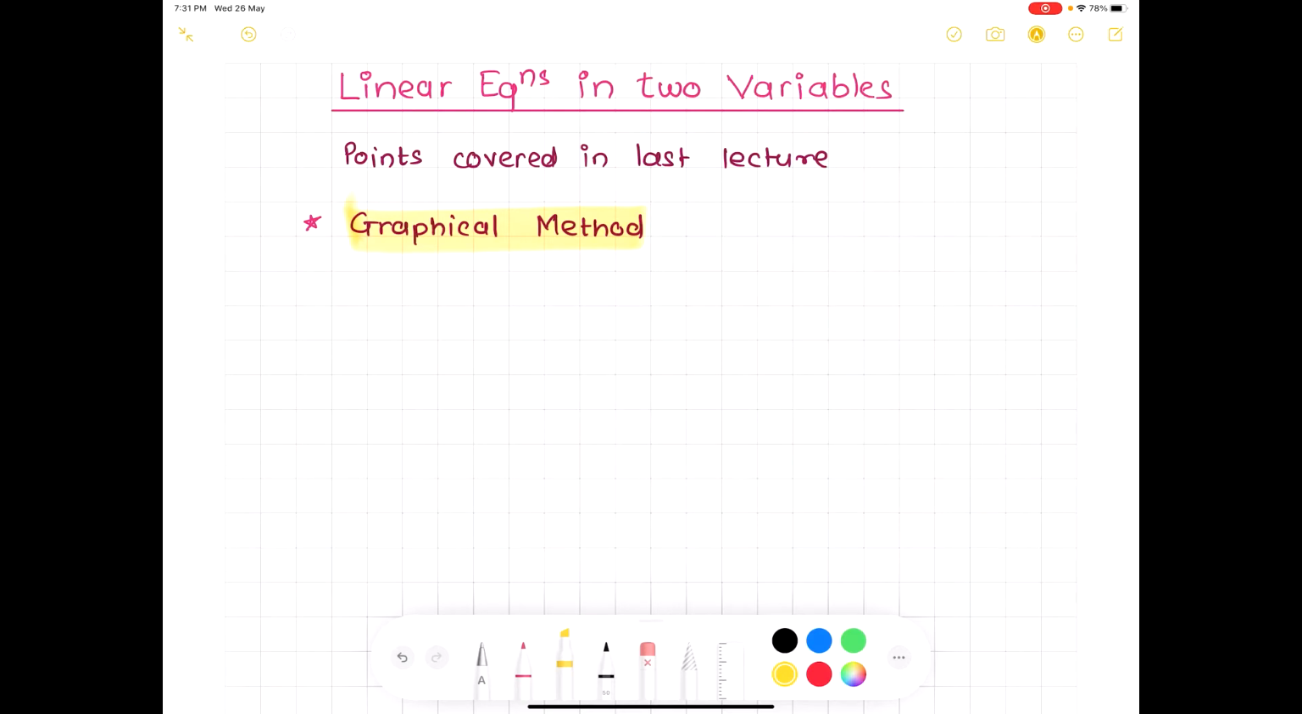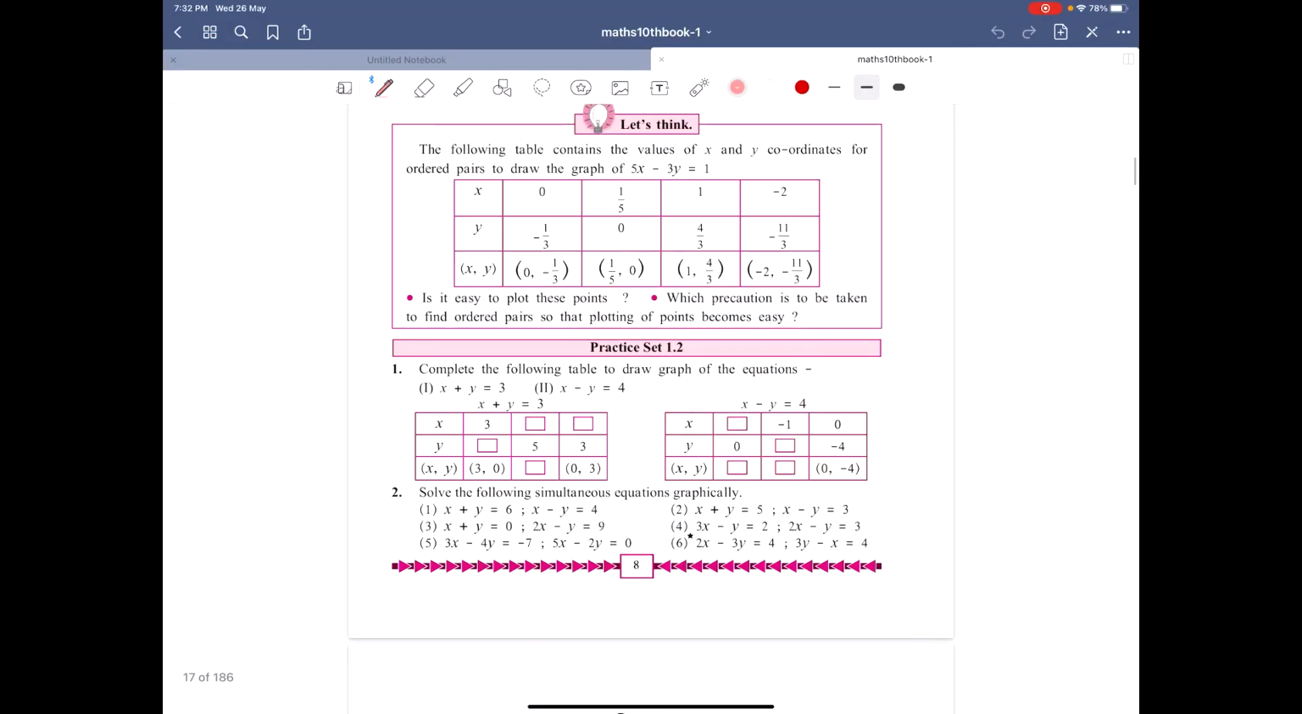We are going through the linear equations in two variables part 4. In the last lecture, we learned about the graphical method for solving simultaneous equations in two variables. Today, we are going to solve some problems from practice set 1.2. Let's go for it. Here, this is practice set 1.2.